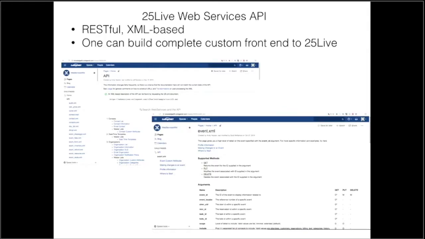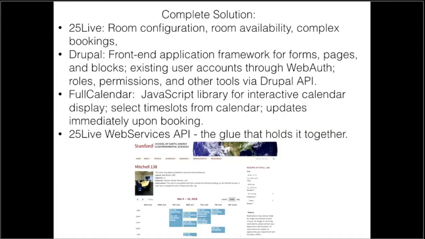So there is an API. It's the 25 Live Web Services API. It's RESTful, XML-based. It's very fully functional, and it turned out to be an enormously useful tool for developing a solution. So our solution included the 25 Live application itself as sort of a reservations engine in the background with the room configurations and availability, and also to use for complex bookings.